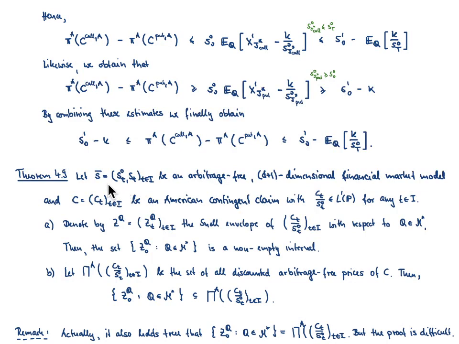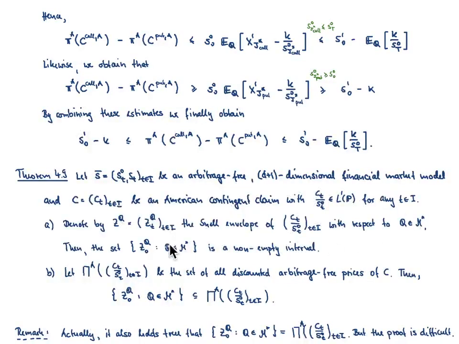Namely, here I would like to consider a financial market model which is arbitrage-free. I don't assume that it is complete. And I consider an American contingent claim, which I denote here by C, and I would like to assume that the corresponding discounted American contingent claim is integrable, meaning that the ratio C_T divided by S^0_T is in L^1(P) for any time point T in our index set. And then two things hold true.